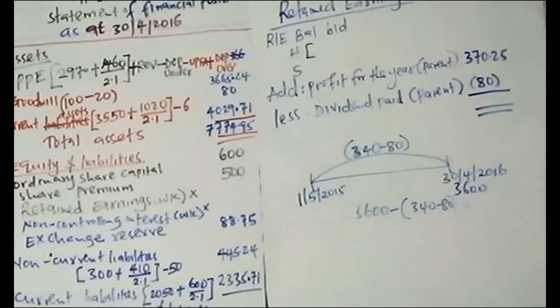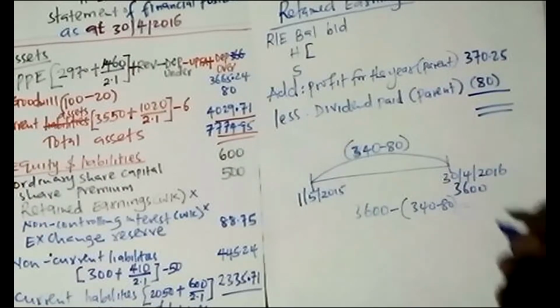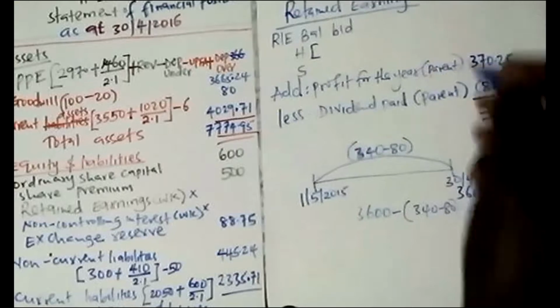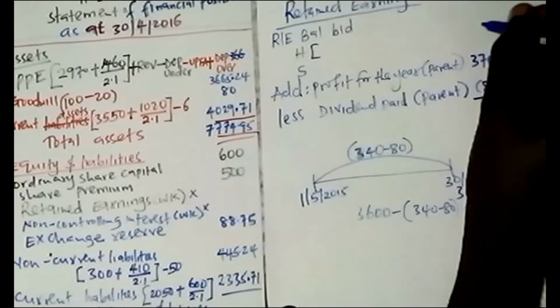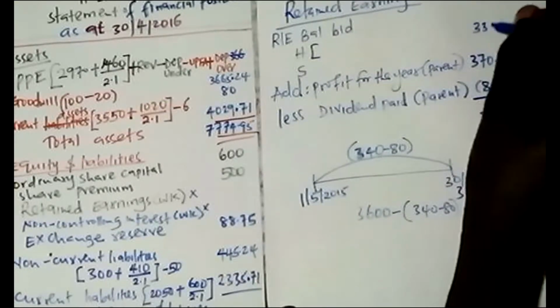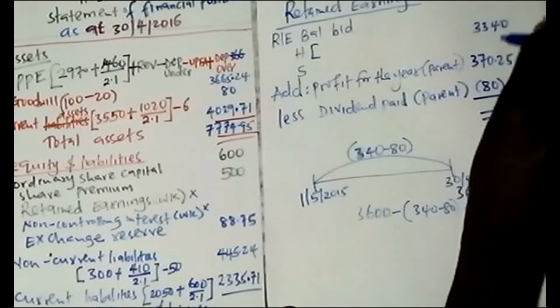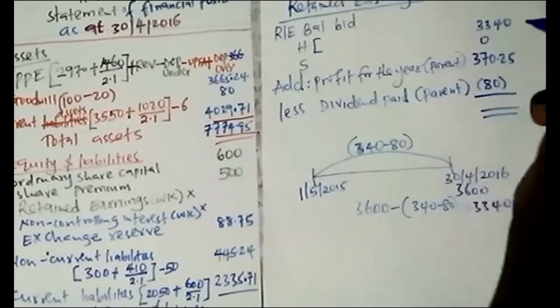So what are you getting? If I use my calculator, the 340 minus 80, then 3600 minus the answer, I'm getting 3340. Which means that here we have a balance brought down of 3340. Then this one is 0.